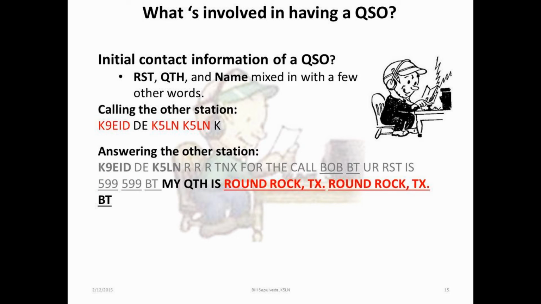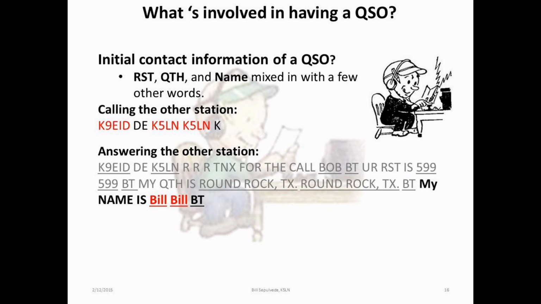Next, send Bob your QTH by sending my QTH is Round Rock, comma, TX, period. And repeat it again, Round Rock, comma, TX, period. Then follow it with another BT separator. Now send your name twice by sending my name is Bill, followed with the BT separator.